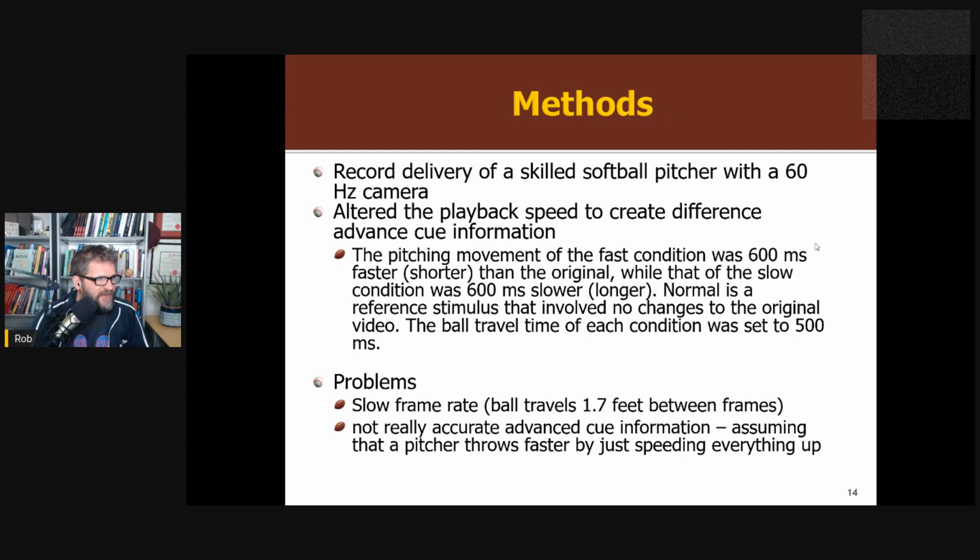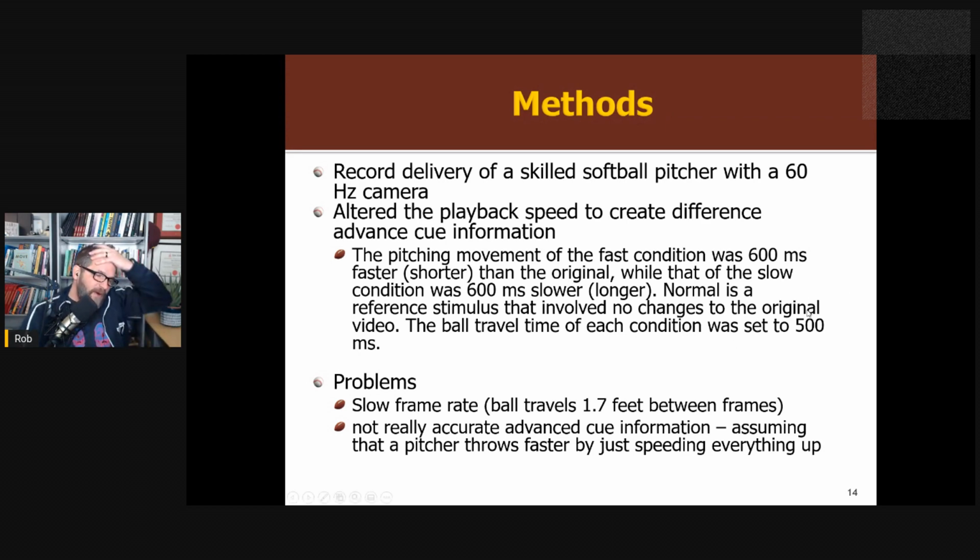They recorded with a video camera at 60 hertz. What they did was alter the playback speed, so they had the same pitch, and altered the playback speed to control for advance cues. So what they would do is speed it up to simulate a faster pitch, slow it down to simulate a slower pitch. And there are differences in timing, okay?